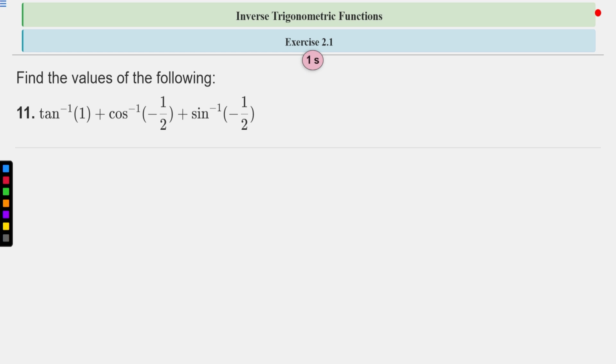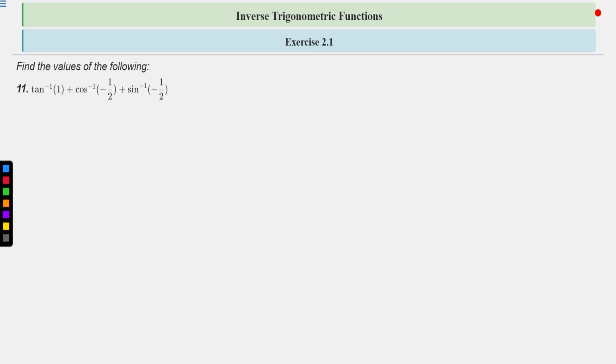Okay, one student is saying 3 pi by 4. Let us see. Okay, students are saying 3 pi by 4. Let us see what will be the answer. Okay, let us move to the solution part. See, we need to find the value of tan inverse 1 plus cos inverse minus 1 by 2 plus sin inverse minus 1 by 2, right? The answer will be 3 pi by 4, right? 3 pi by 4 will be the right answer.